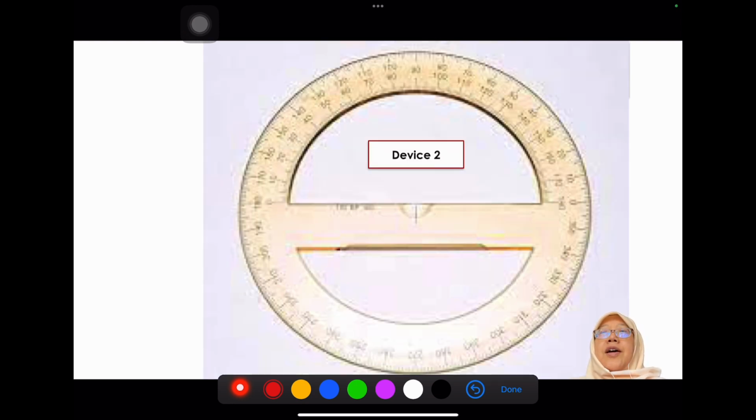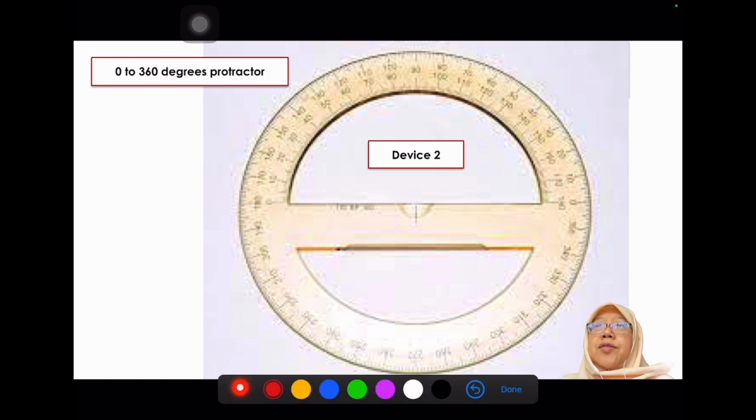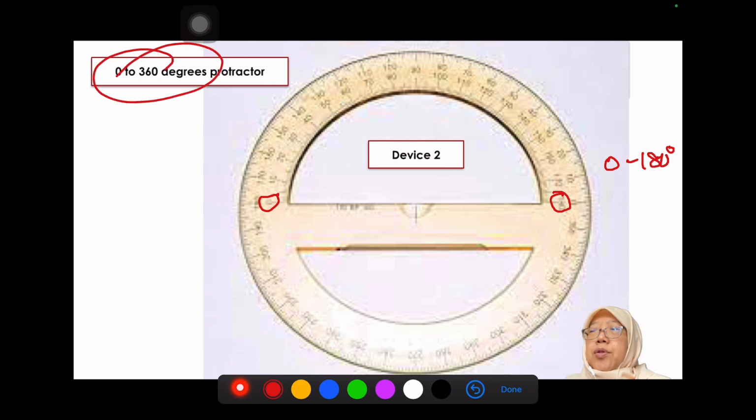Now this next device, device 2, is also a protractor, but it is a 0 to 360 degrees protractor. The first ones here are to show 0 to 180 degrees, and the outer ones are 360 degrees. So you can use either the 0 to 180 or 0 to 360 degrees. But most of the time we have the 0 to 180 degrees in our geometry box.